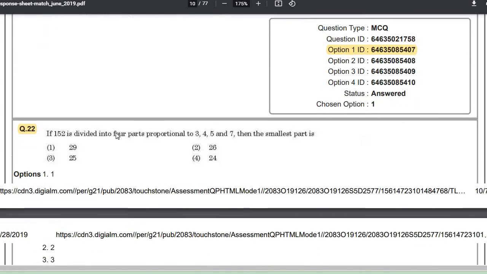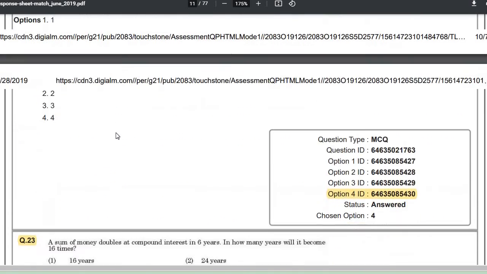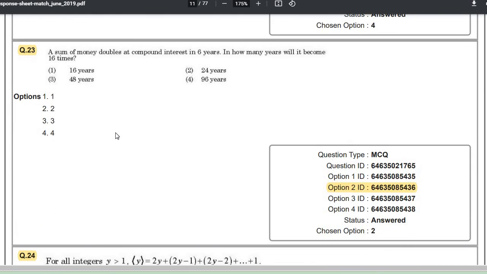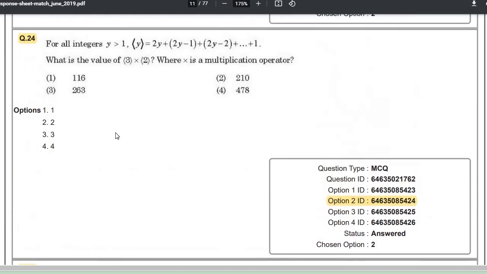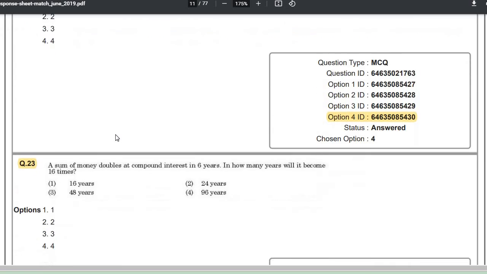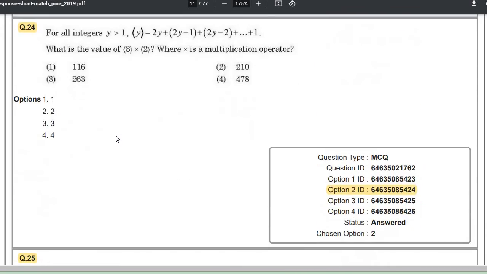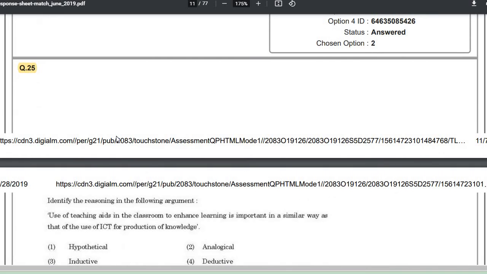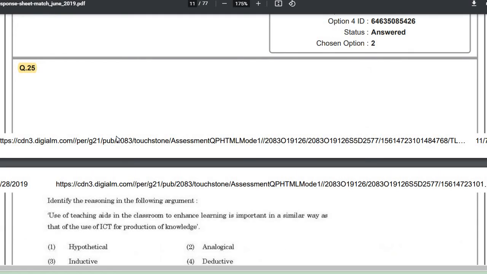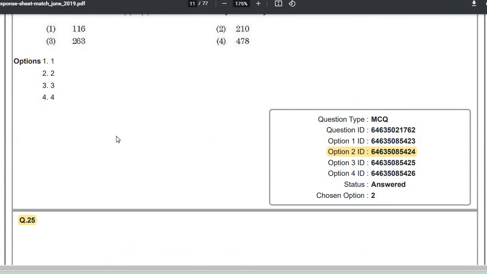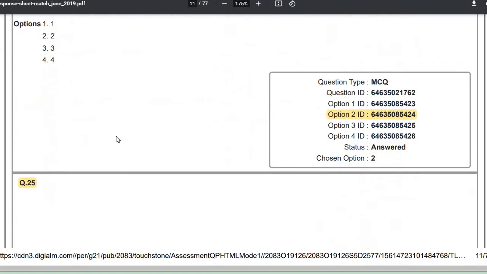Coming to question numbers 22, 23 and 24, just watch the video that I am posting. I will explain these questions on the board. Please watch the next attached video after this video. I will upload that video after this, so please watch that. These questions 23, 24, 25 I will answer there.